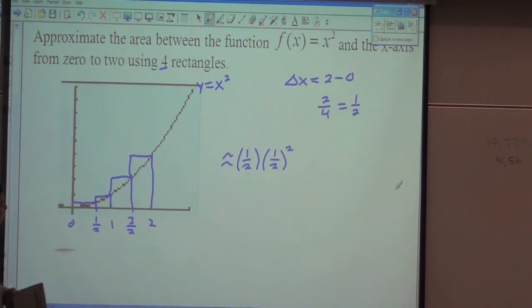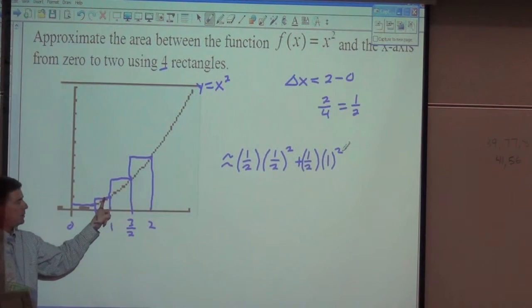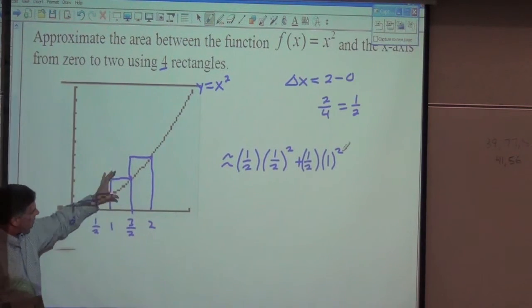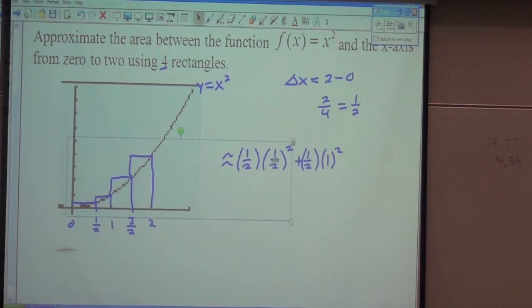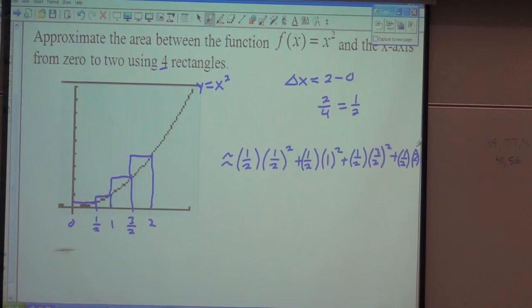The next rectangle has a width of a half, but what's its height? 1 squared, because on this one I used 1 for the x of my height. The next rectangle has a width of a half, and its height would be 3 halves squared. The last one has a width of a half, and then we use 2 for the x to find the height, so this times 2 squared.